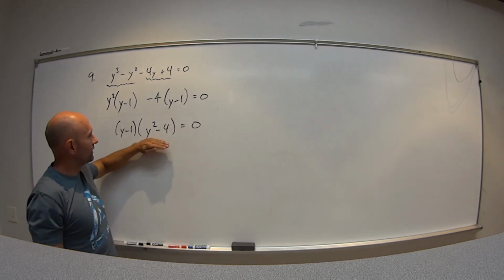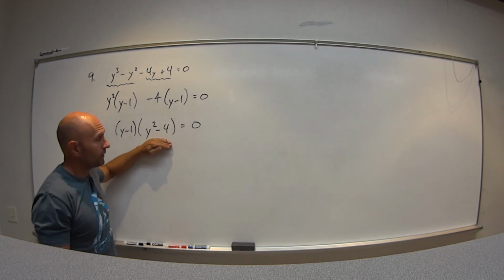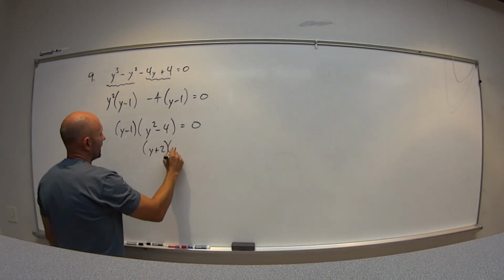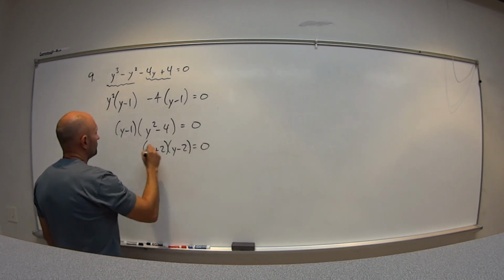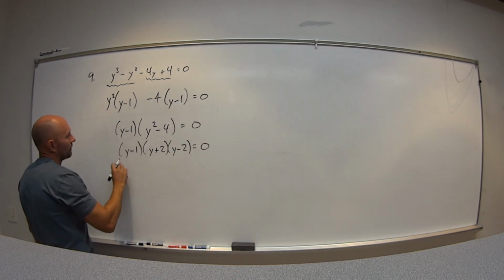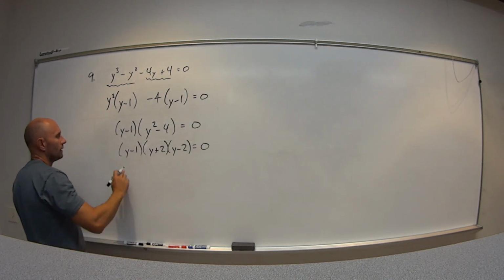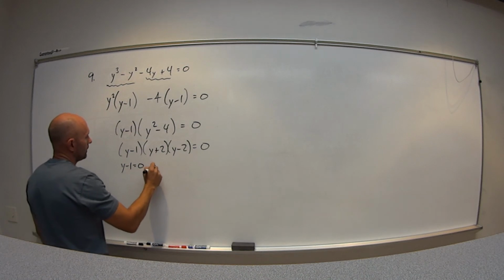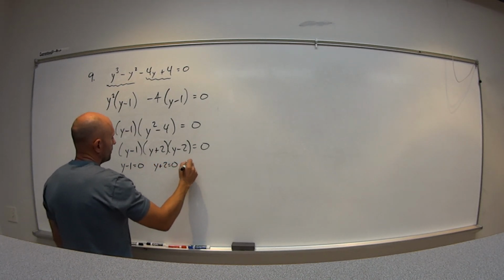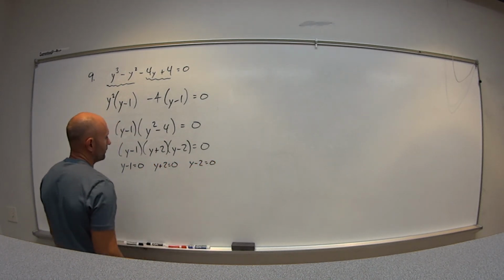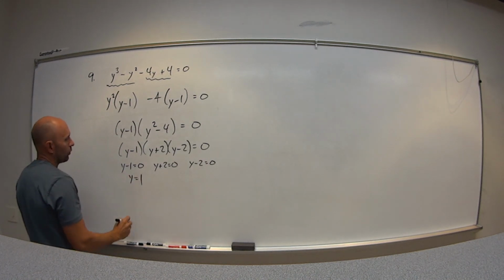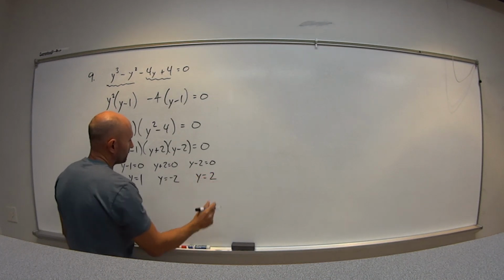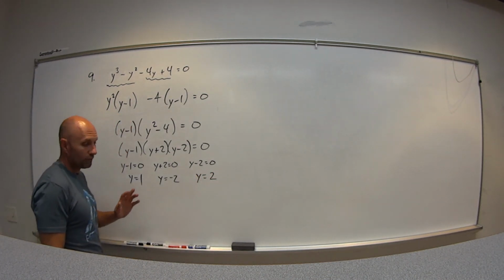So then the question is, can I factor this one at all? And the answer is yes, because this factors into what? It's a difference of squares, y plus 2, y minus 2, all times my y minus 1. So now I can use zero property on all 3 of these. Y minus 1 is 0, y plus 2 is 0, y minus 2 is 0, so y is 1, y is negative 2, and y is positive 2. So I have 3 answers for this one.